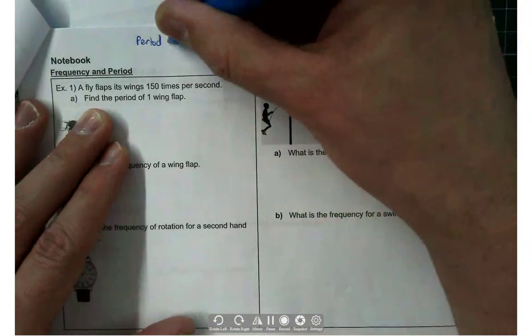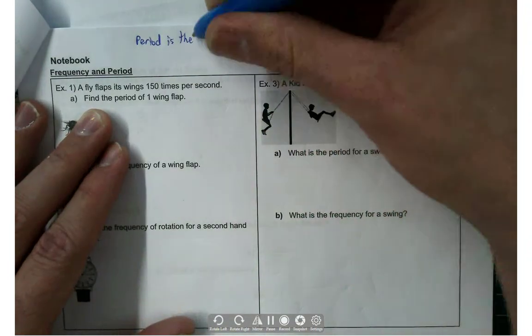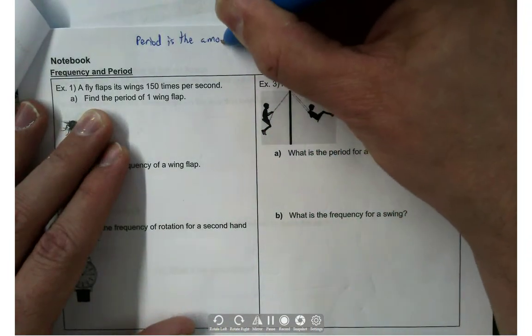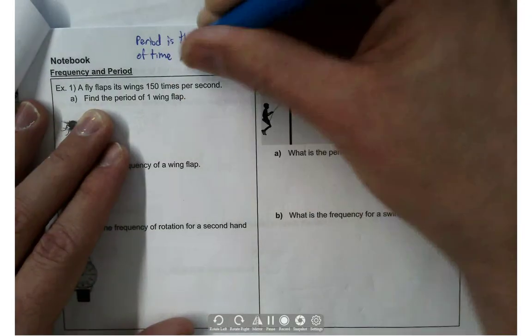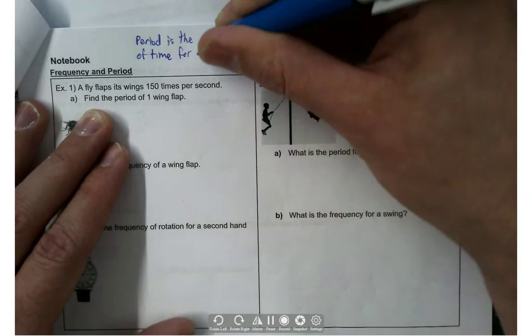But period is the amount of time for one complete cycle.